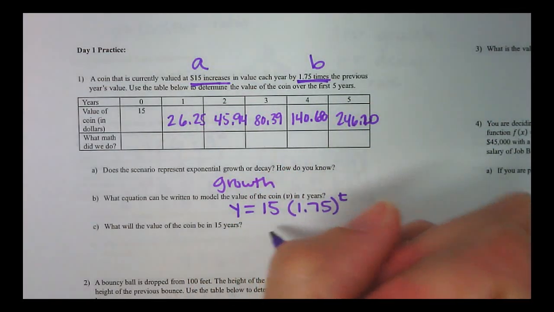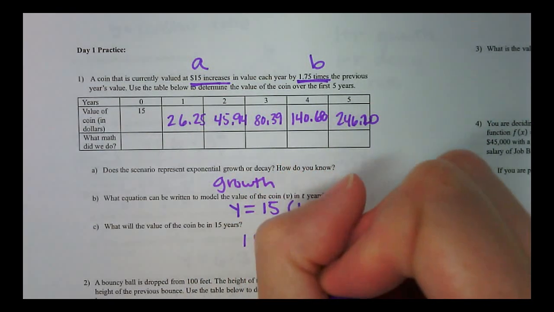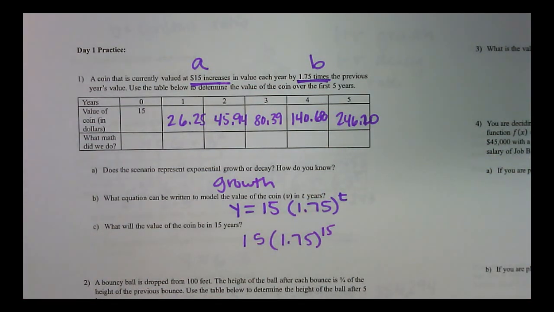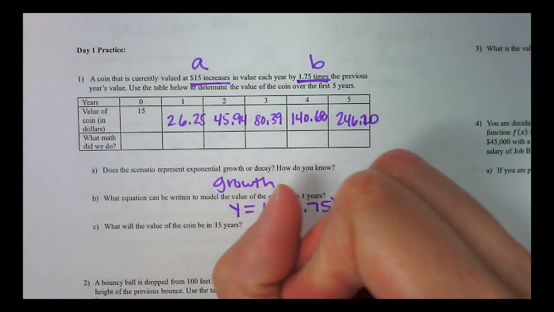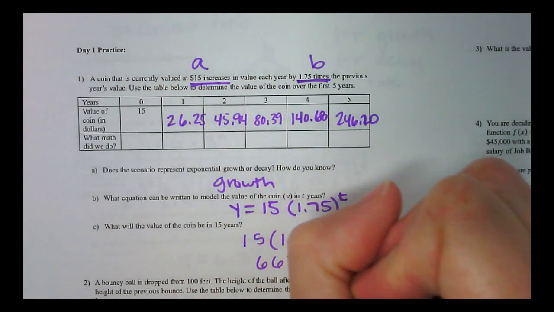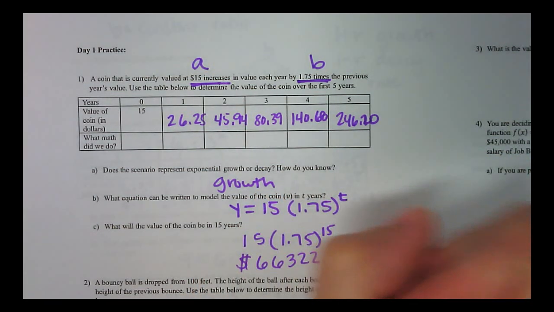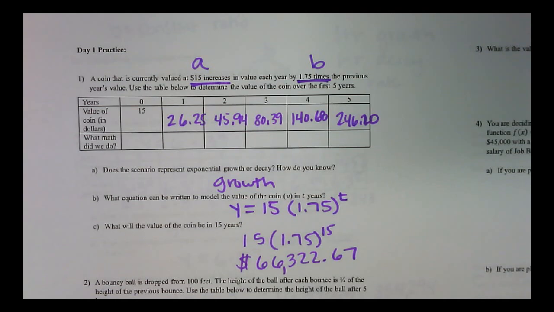And it says, what will the value be in 15 years? So we plug in a 15. So 66322.67. This is money, so we want to keep 2 decimal places.